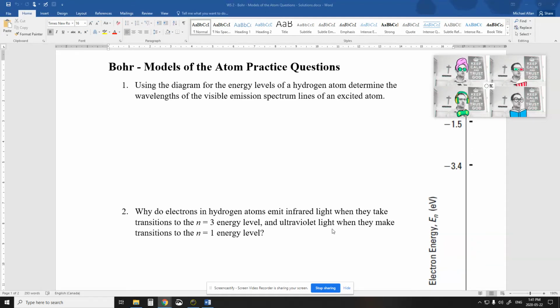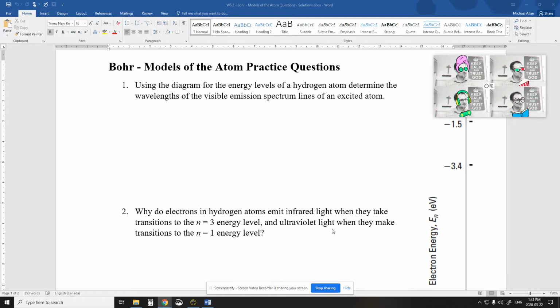All right, so let's see what we have here. So we got the models of the atom practice sheet here. We're doing the Bohr models this time rather than the J.J. Thomson. Rutherford is in between these two, so just remember that Rutherford's gold foil experiment helped pave the way to the discovery of the nucleus, where the majority of the mass is now in a very small amount of area.